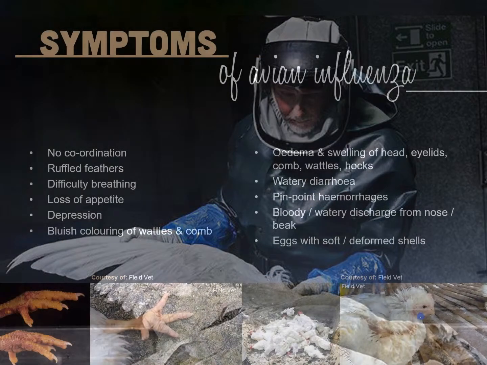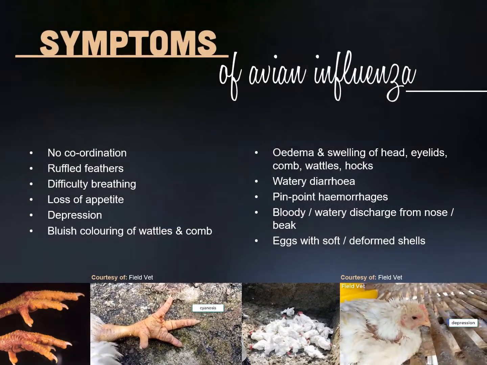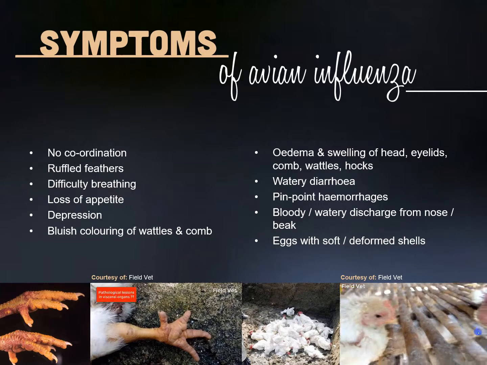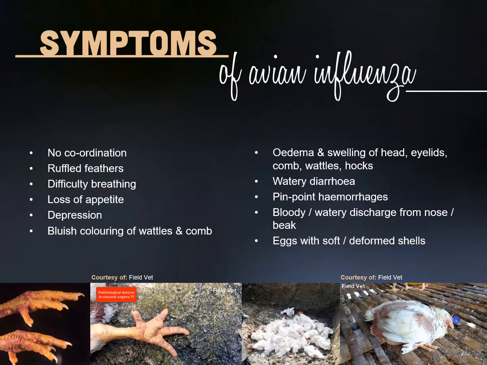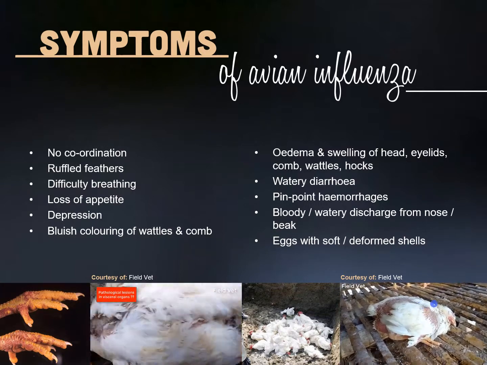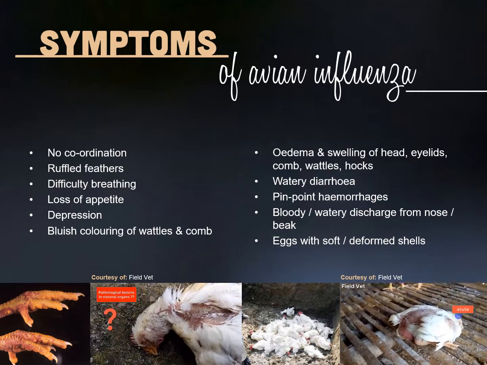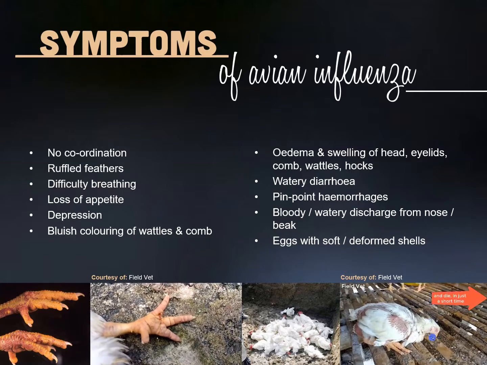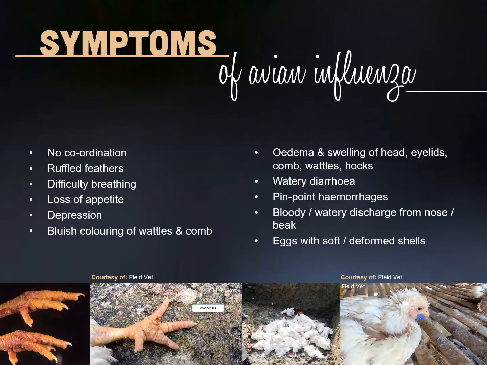The symptoms of avian influenza include no coordination, ruffled feathers, difficulty breathing, a loss of appetite, depression, bluish coloring of wattle and comb, edema and swelling of the head, eyelids, combs, wattle, and hocks, watery diarrhea, pinpoint hemorrhages, bloody or watery discharge from the nose or beak, and eggs with soft or deformed shells.